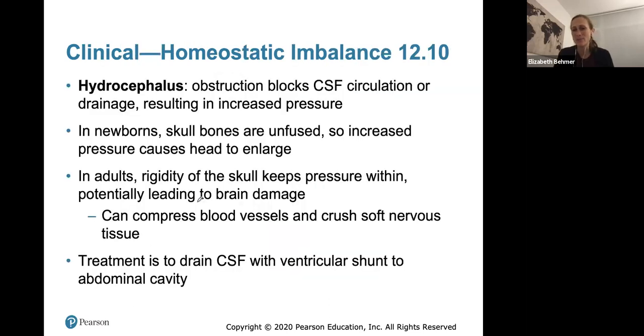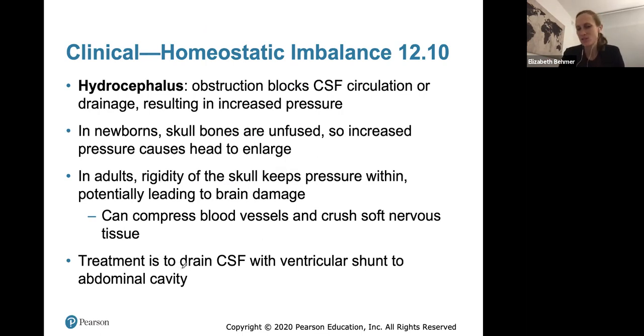Hydrocephalus is any sort of obstruction that blocks cerebrospinal fluid circulation or drainage, resulting in increased pressure. And we've seen this in newborns where skull bones are unfused. Remember, newborns have soft spots or fontanelles throughout their skull so that they can fit through the birth canal. And because their skull bones are unfused, this increased pressure can actually cause the brain to enlarge past the bones. In adults, the rigidity of the skull keeps the pressure within, but this could lead to brain damage.